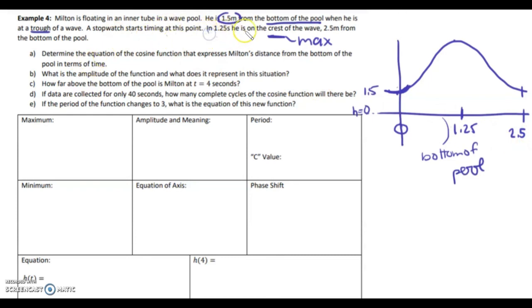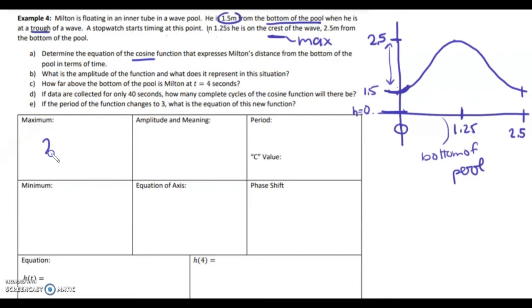So in 1.25 seconds, he's at the crest of a wave, 2.5 meters from the bottom of the pool. So again, we're referencing the 0, and now we have 2.5. So if we take a look at this, it's the difference of 1, which is going to come into play. So determine the equation of the cosine function that expresses Milton's distance from the bottom of the pool in terms of time. So let's fill in these boxes first.